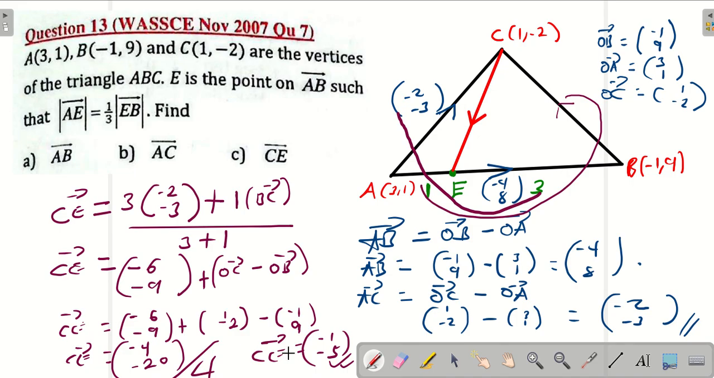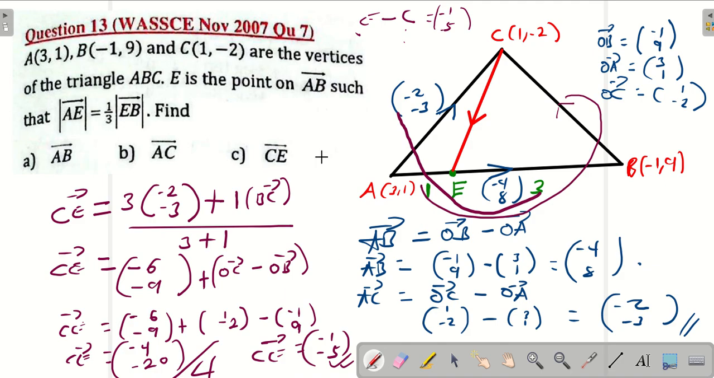Because you know that CE should be equal to E minus C. Is that right? And that is negative 1, negative 5. And we know C to be 1, negative 2. But we don't know E. So you can find E. Are we okay? Do you understand the analysis I'm doing? Simple.